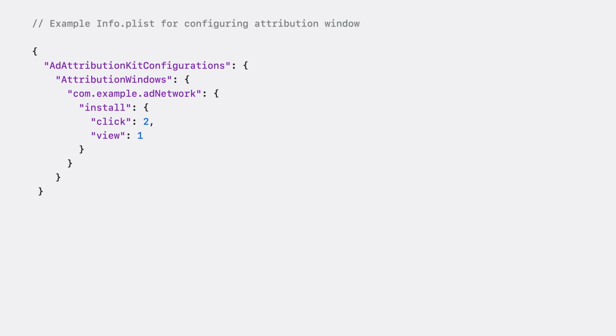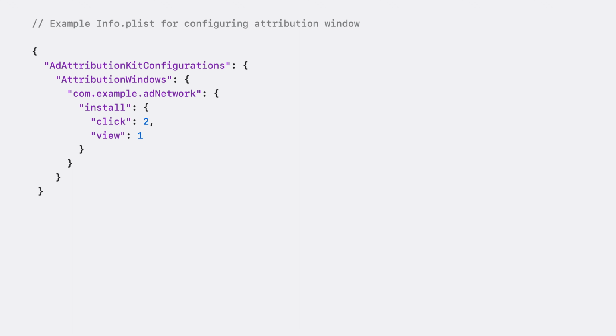As an advertiser, you can specify your desired attribution window length in the info.plist file. This example uses a JSON file to illustrate the configurations, but the same keys and structure can be used when editing your app's info.plist file. Attribution window can be defined on a per ad network basis and a per ad interaction type basis that are view-through ads and click-through ads. Here's an example. For the ad network com.example.adNetwork, the advertiser specified an attribution window of 2 days for click-through ads and 1 day for view-through ads.